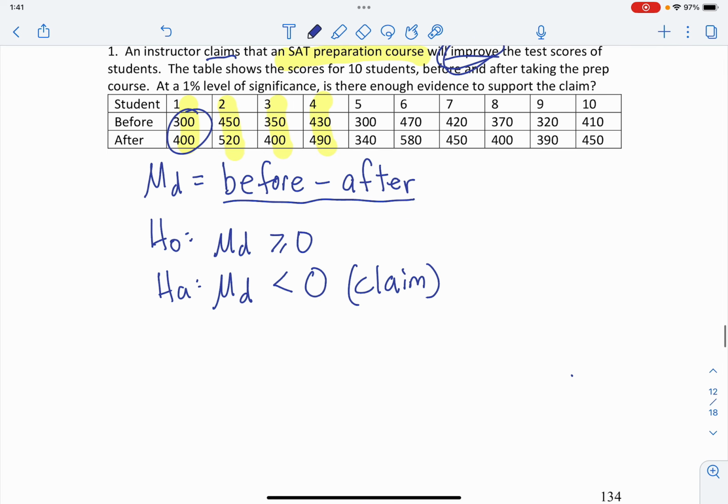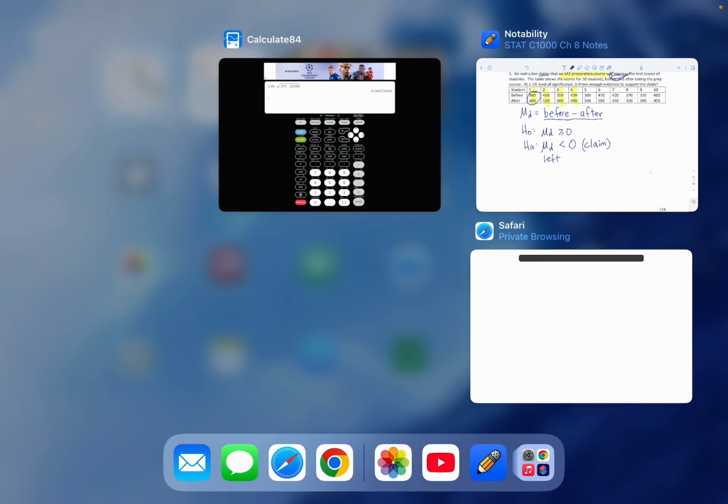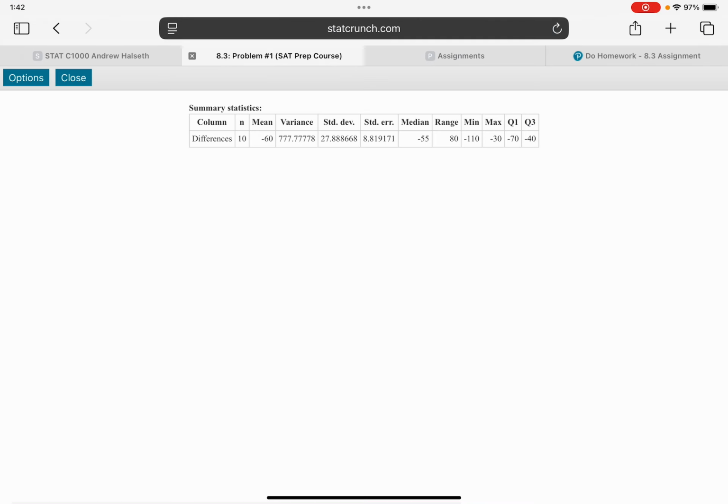Okay, that's one confusing part. It's a left-tailed test. Now once we get to that stage, what's next is we're just going to use StatCrunch to get our statistics.